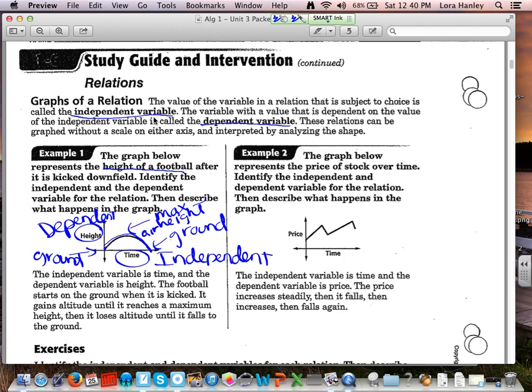In the second example, we have a situation where the stock is going up and down, and it's doing that over time. So again, time is your independent. The price of your stock is the dependent variable. At first, the price is moderate. It takes a giant leap up. At this point, it spikes and goes back down, so the price drops. You have another spike and it goes back up, and then it drops again, and we're not sure from there what it's going to do.